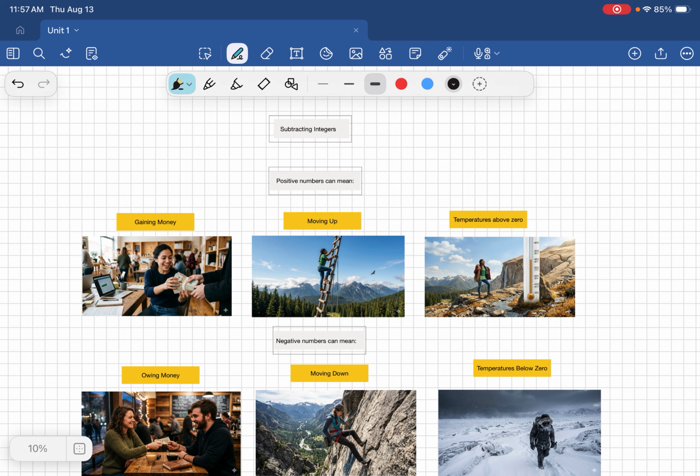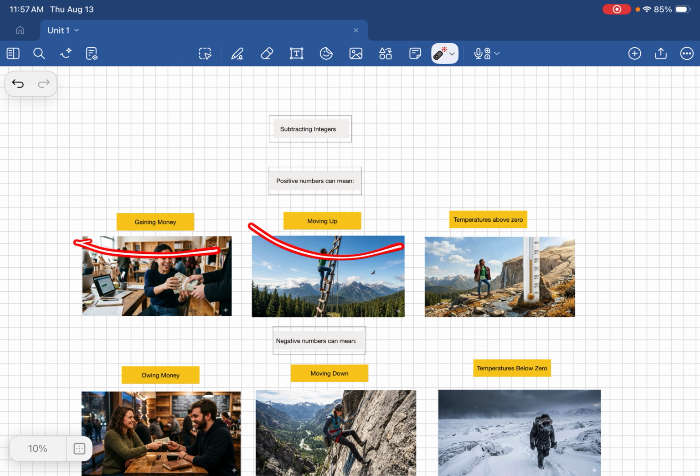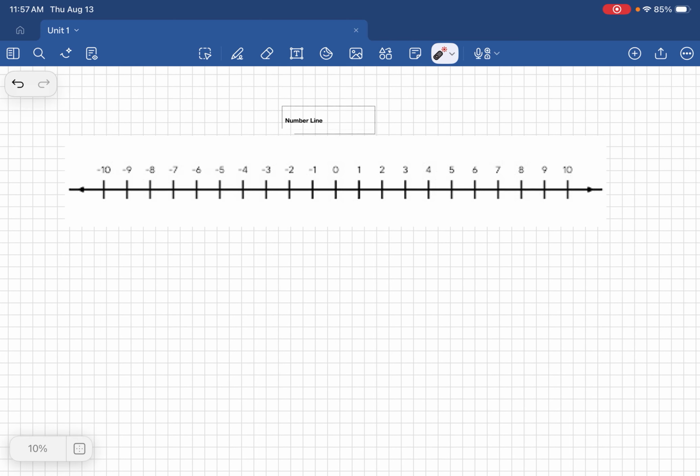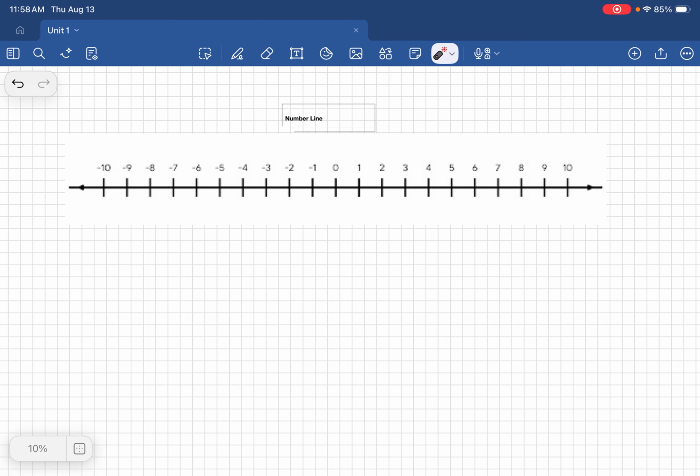Before we subtract, let's review what we learned about integers. Positive numbers are greater than 0, like gaining money and moving up in temperatures above 0. Negative numbers are less than 0, like when we owe money, moving down, and temperatures below 0. On a number line, positive numbers are to the right of 0. Negative numbers are to the left of 0.